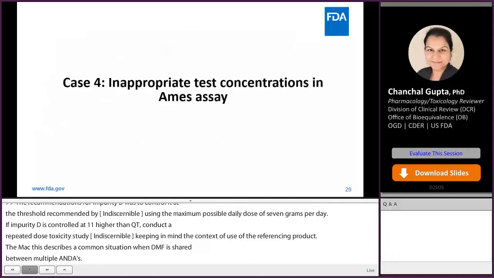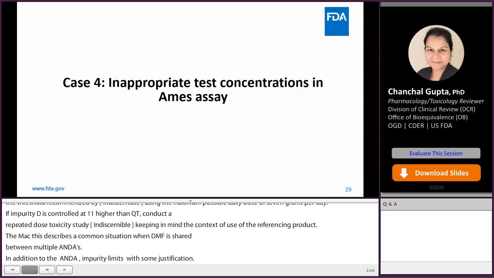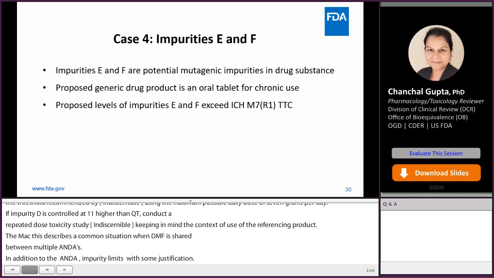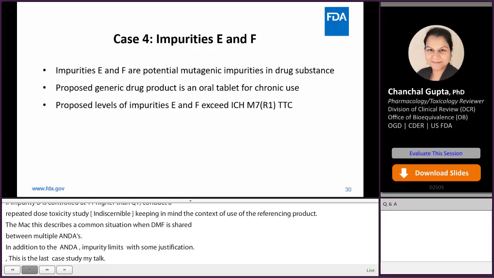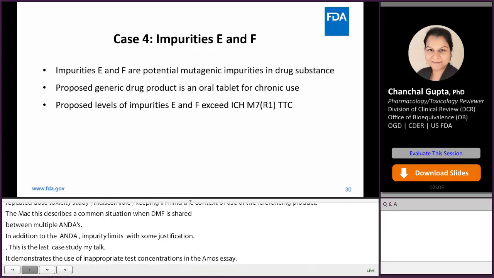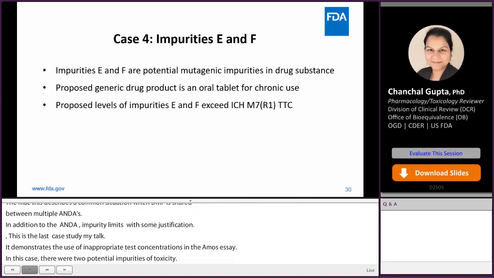This is the last case study of my talk. It illustrates the use of inappropriate test concentrations in the Ames assay. In this case, there were two potential mutagenic impurities in the drug substance, impurities E and F. The proposed generic drug product was an oral tablet for chronic use. The proposed levels of impurities E and F exceeded the TTC for ICH M7.